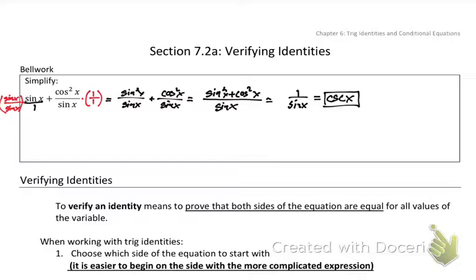Questions on the bell work? Then let's go over any questions we had from last night's homework, the 7.1c, I believe. Yeah, go. Number 4.